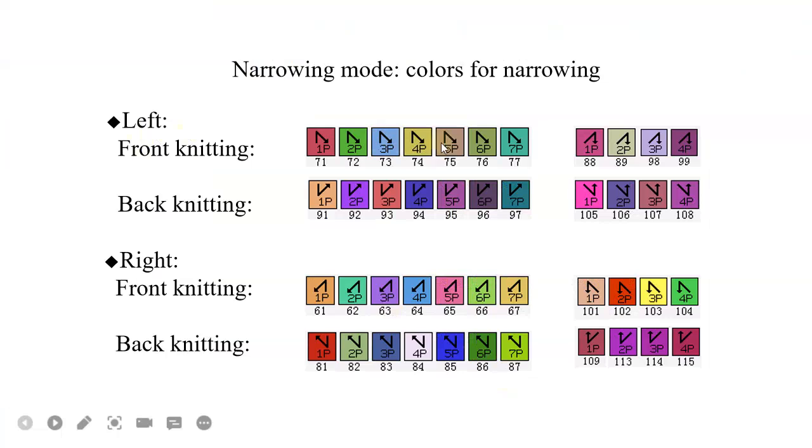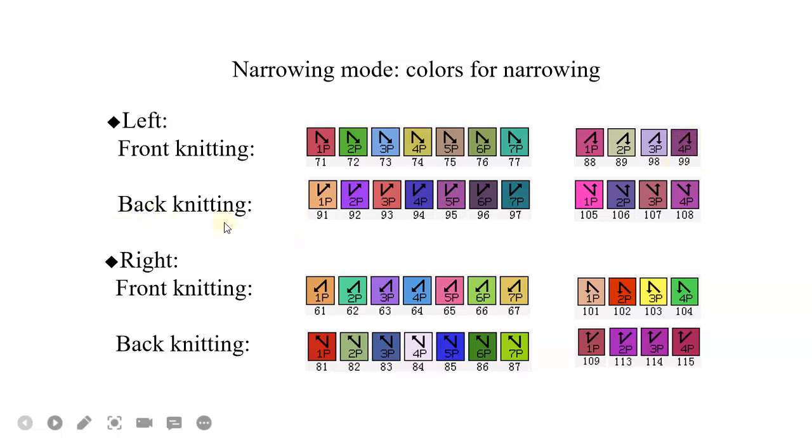Here are two modes of narrowing code. One mode is transfer first and then shifting. Another mode is shifting first and then transfer. When in the left narrowing, for the front knitting, use from 7.1 to 7.7 narrowing code. For narrowing in knitting with transfer first and then shifting, use 88899899 narrowing code. For narrowing in knitting with shifting first and then transfer.